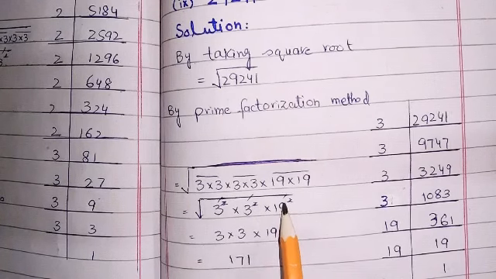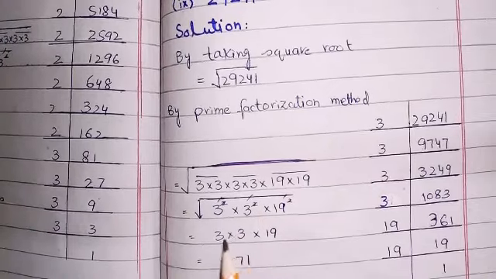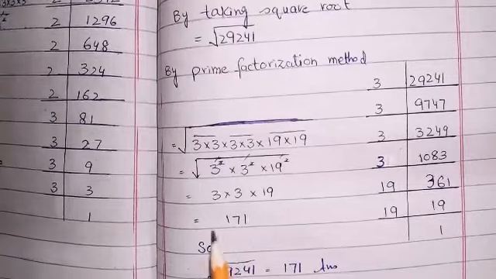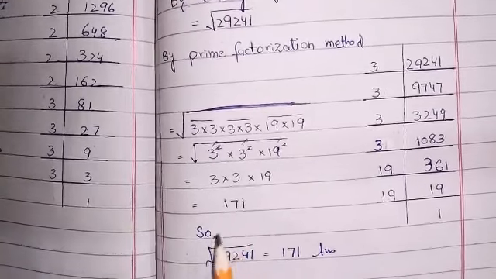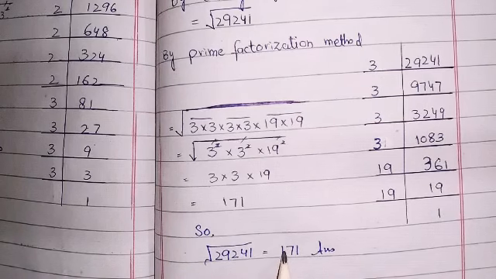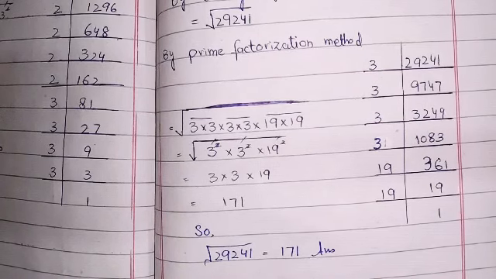As you all know that squares cancel with the square root sign, so we will cancel it. We got numbers left 3 into 3 into 19. When we multiply all the numbers, we got 171. So square root of 29,241 is equal to 171, which is the answer.